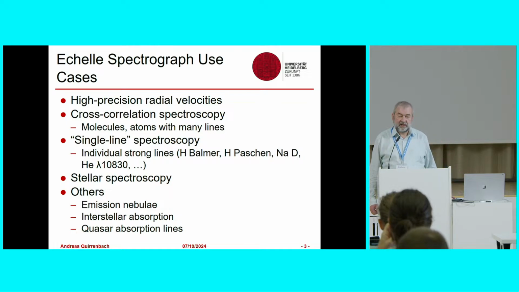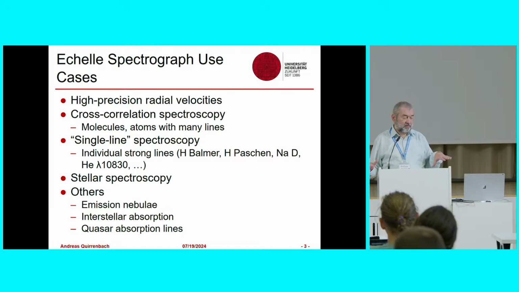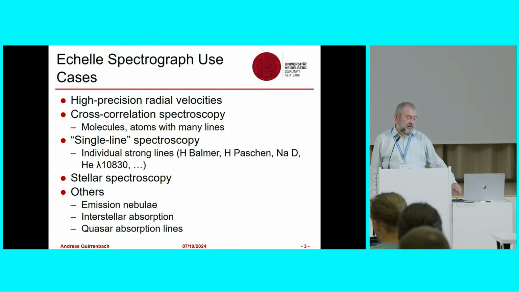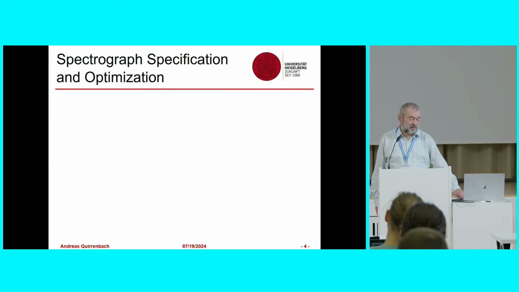And in a way, the scientific requirements for radial velocities and for cross-correlation spectroscopy are rather similar. And this is why radial velocity instruments work well for this case. They are more different in the case of single-line spectroscopy, and therefore, if you are using instruments that were optimized for the RV case, you have to be a bit more careful about whether they are suitable for single lines.